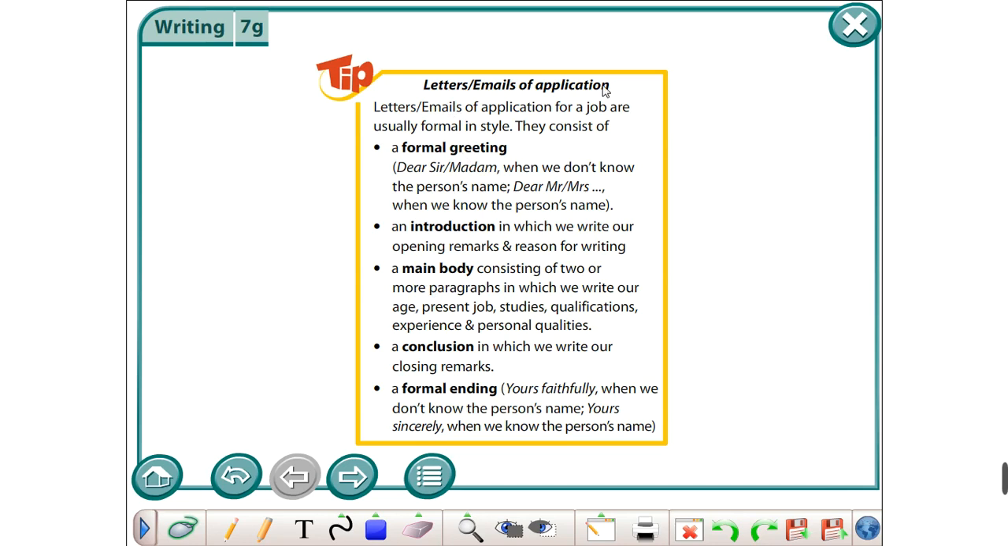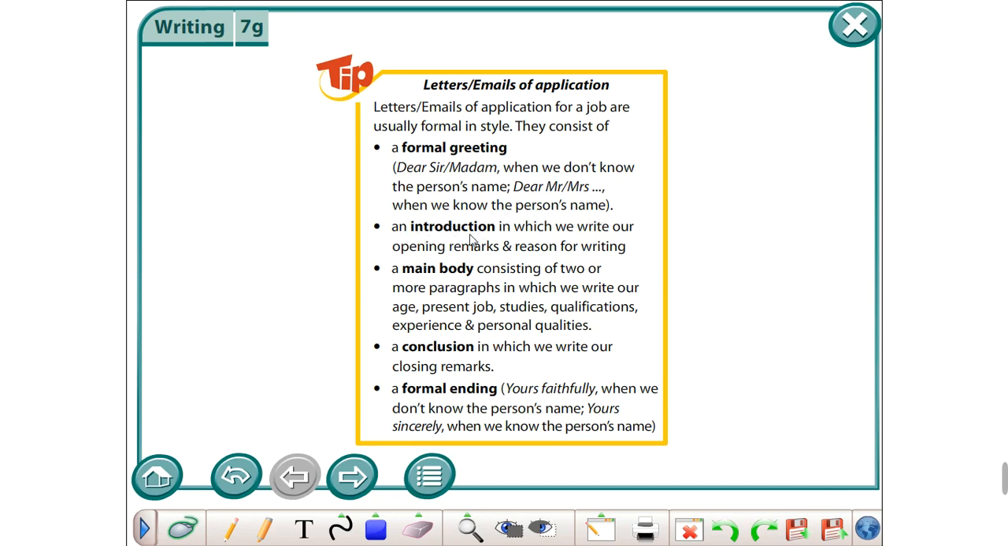Letters and emails of application for a job are usually formal in style. They consist of a formal greeting, dear sir or dear madam, when we don't know the person's name, and dear Mrs. Smith, for example, when we know the person's name.